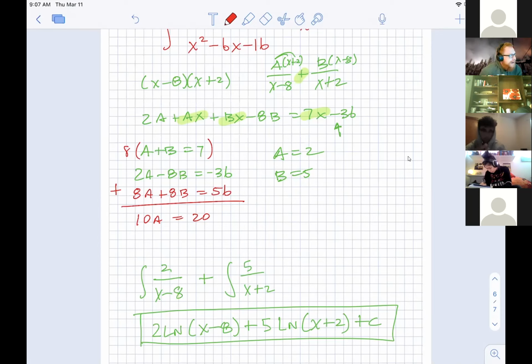And then when you're writing your answer, do you have to be careful to keep the x plus 2 or x minus 8 with the a or b? Like it's arbitrary which one you assign them to, but you have to keep them at the end. No, it's not arbitrary because in my case, the 2 went with the x minus 8. So I've got the 2 with the x minus 8 down here. Yeah, okay.